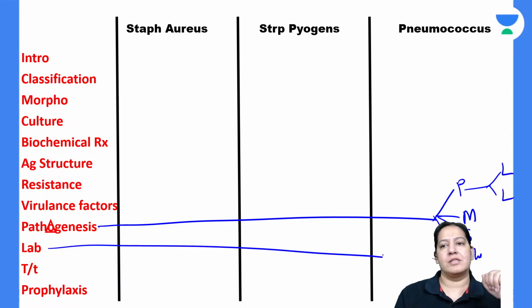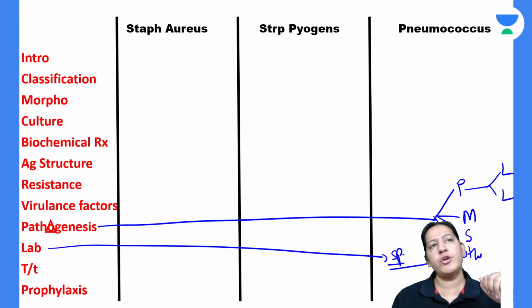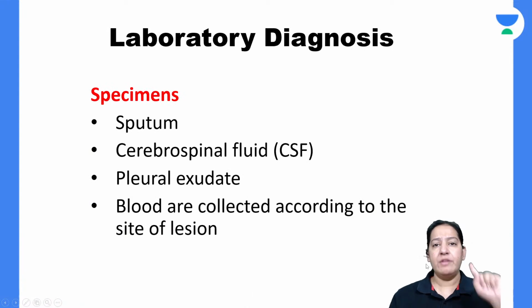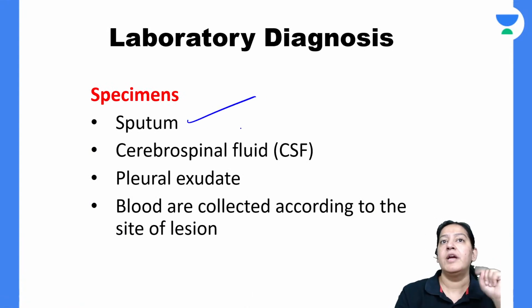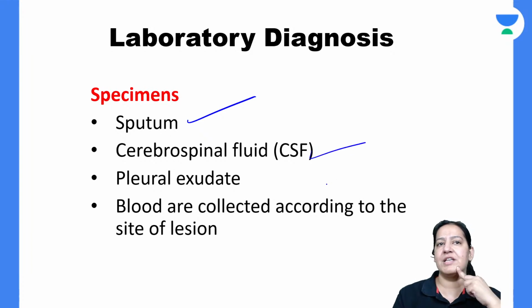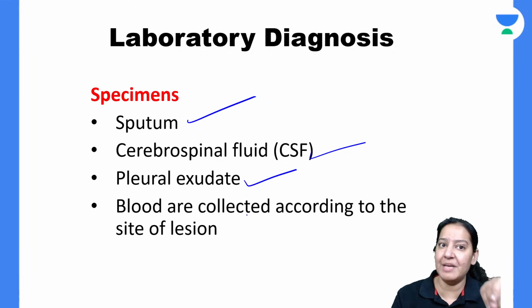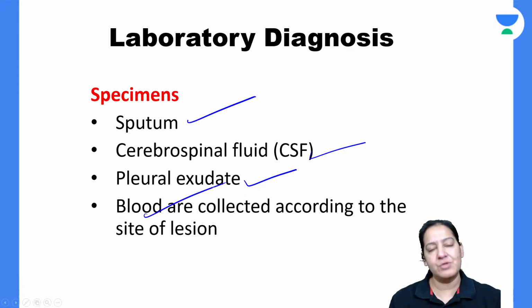Coming to the lab diagnosis. Tell me the specimen, what you will send to the lab. If the patient is having pneumonia, give sputum. If the patient is having meningitis, give CSF. In pneumonia, you can give pleural exudate also. And if the patient is having septicemia, you can give blood. So it depends on what the disease is.